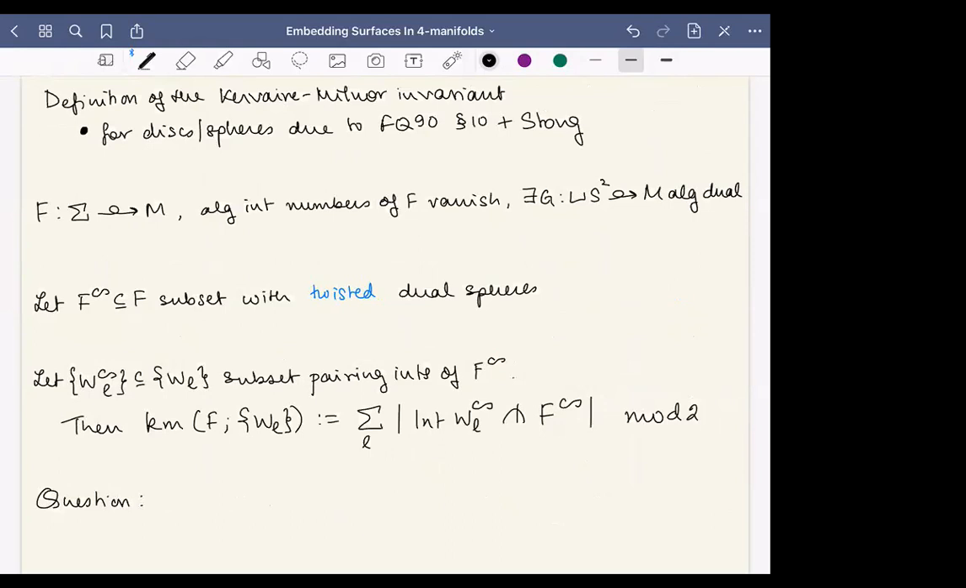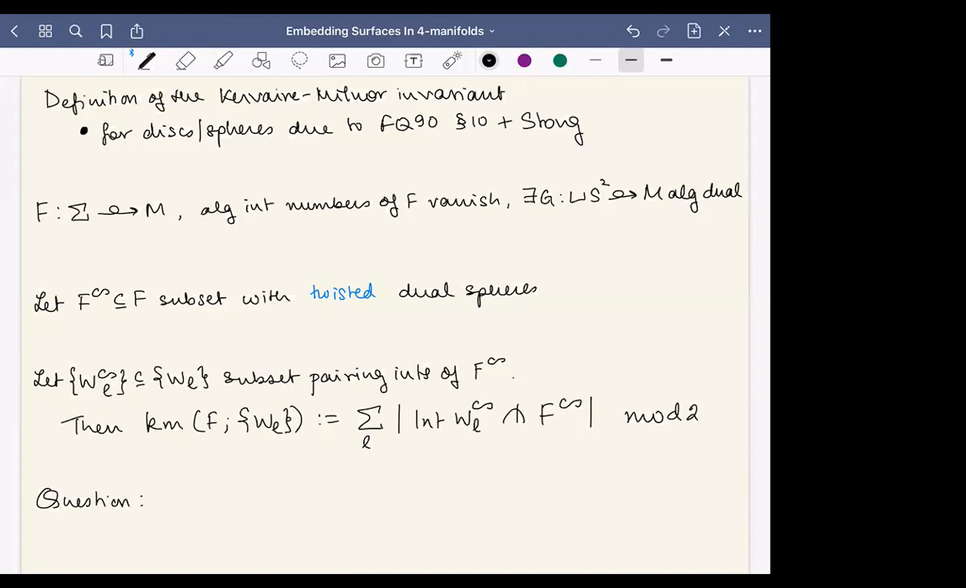Right, so what on earth is this Kervaire-Milnor invariant? So I'd like to tell you about that next. For disks and spheres, this was defined by Freedman and Quinn and Stong. So just to keep a note of that, the definition I'll give is unified. You'll see that it will apply to them as well.